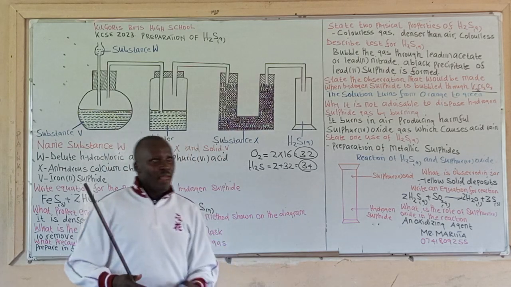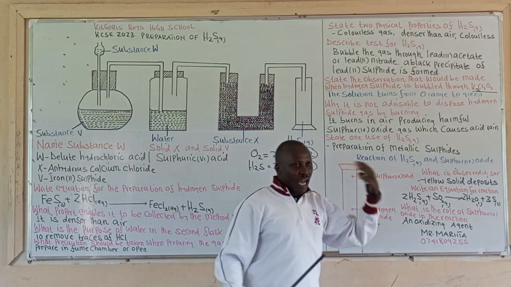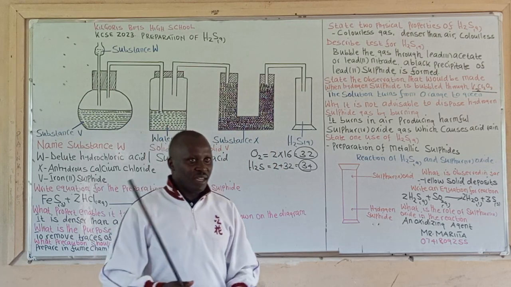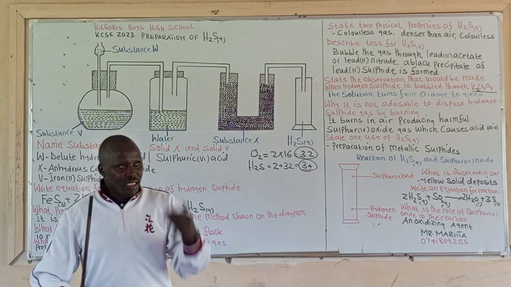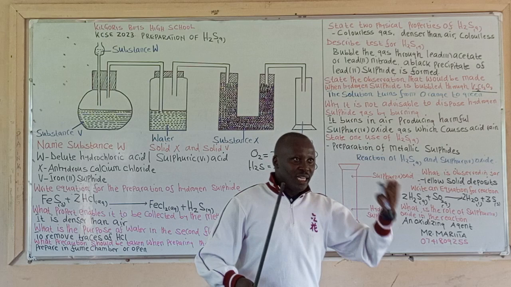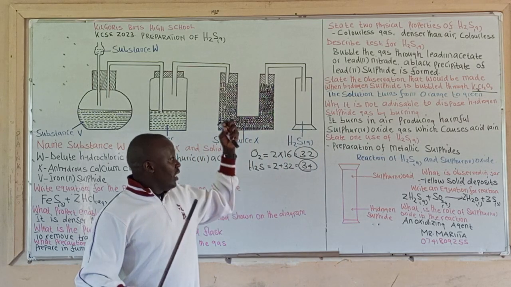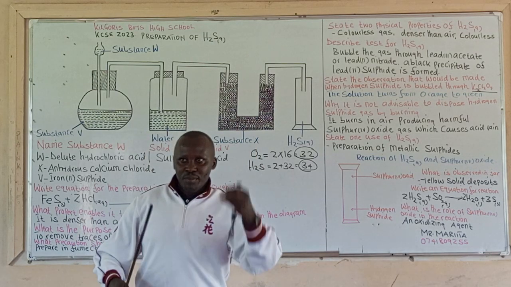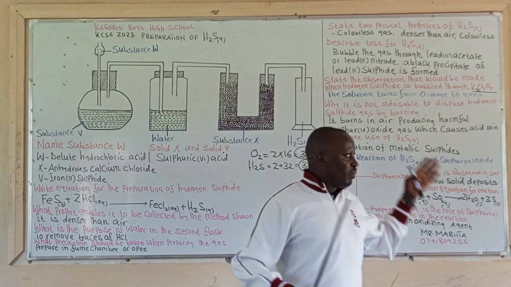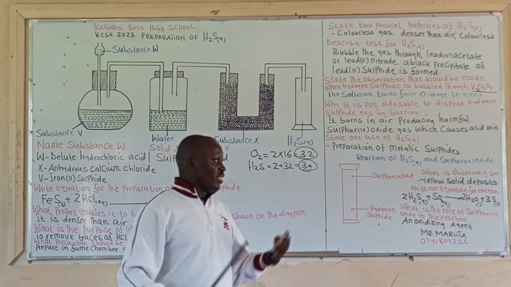Hydrogen sulfide is a strong reducing agent, and there are several examples of this. Apart from using acidified potassium dichromate, you can also use acidified potassium permanganate(VII), which is purple, whereby the purple permanganate is reduced to manganese(II), which in this case is colorless. If we use bromine water, the red-brown bromine water will be reduced by the hydrogen sulfide gas to hydrogen bromide, which in this case is colorless.